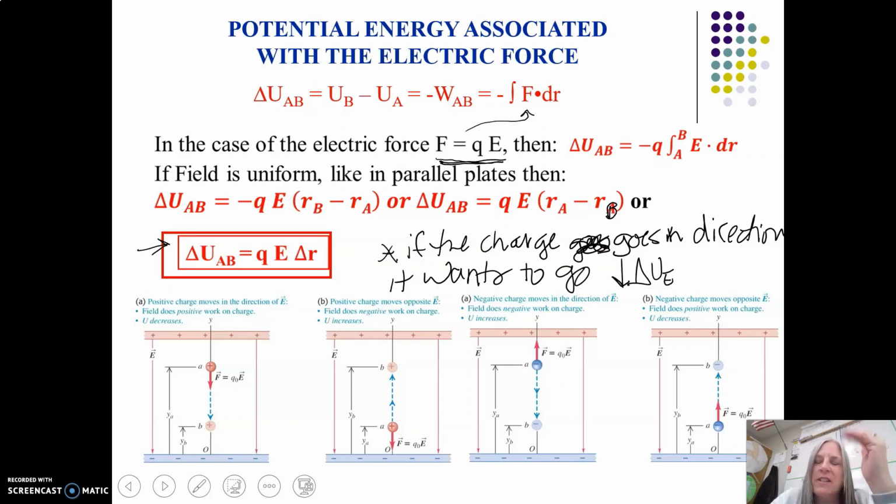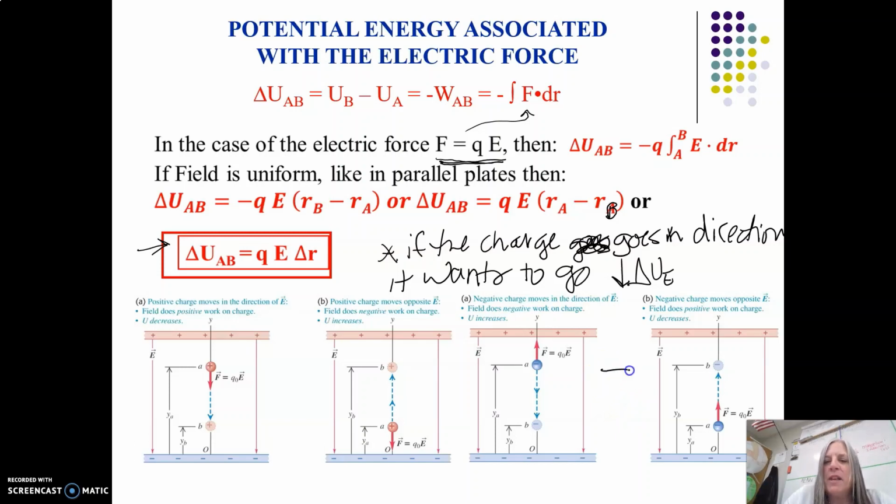Now, if we have a negative charge, always remember the electric field is set from positive to negative. So a negative charge, if we let it go, it's actually going to move in the opposite direction of the electric field. But if it moves in the direction of the electric field, then the potential energy is going to increase.